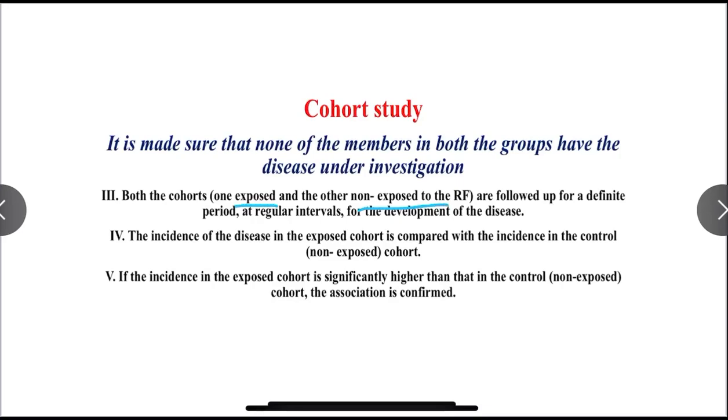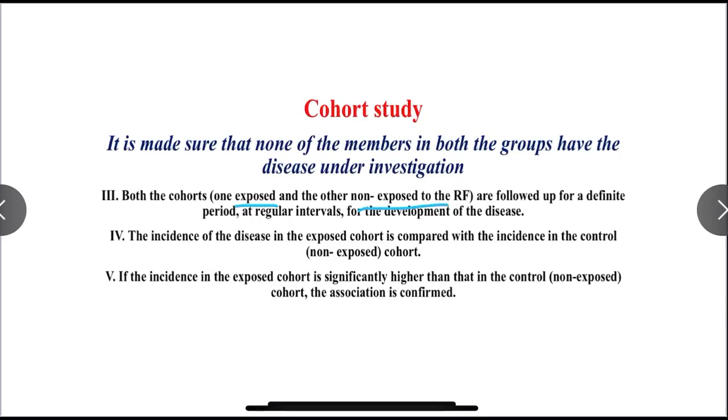So what we do, one is the exposed group, another is the non-exposed group. We follow them for a definite period, for a regular interval, for the development of disease. So we look at whether the development of disease is more in the exposed or more in the non-exposed. The incidence of disease in the exposed is compared to the incidence of disease in the control, non-exposed cohort. If the incidence in the exposed cohort is significantly higher than in the control non-exposed cohort, the association is confirmed.